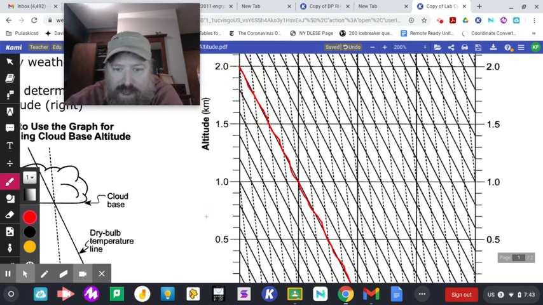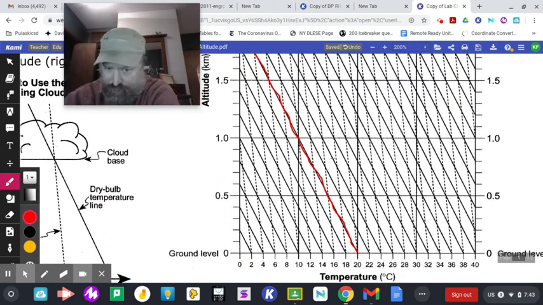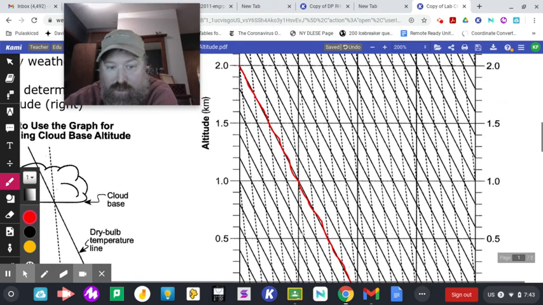And it's because when air rises, it cools. It has less pressure on it. It spreads out, and that cools it down. So that is the lapse rate at 20 degrees. Somewhere on that line, clouds will form.